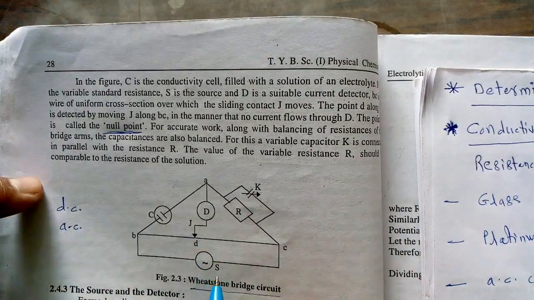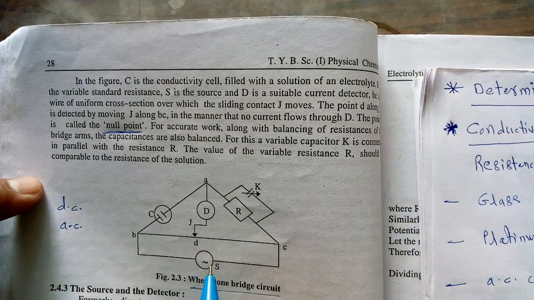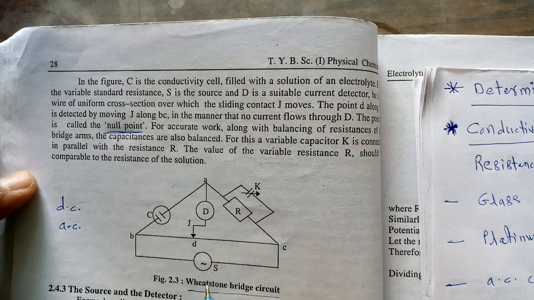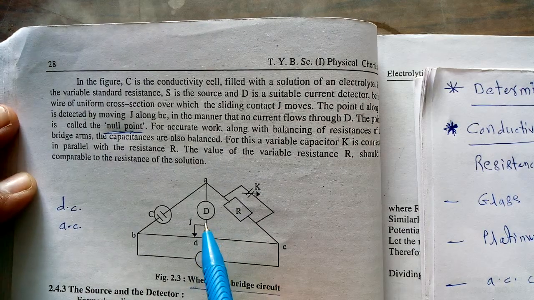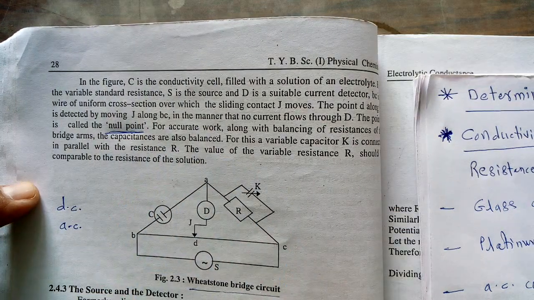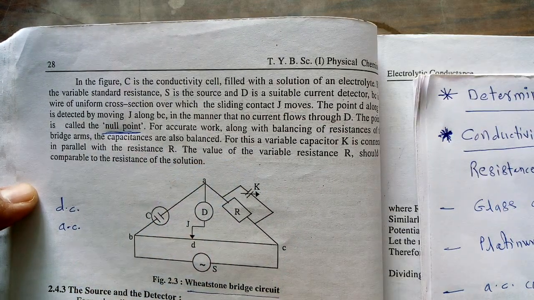The source commonly used is an AC current, and the detector commonly used is an earphone, or it may be the cathode ray oscilloscope. So this is a simple circuit diagram present in our conductivity cell.